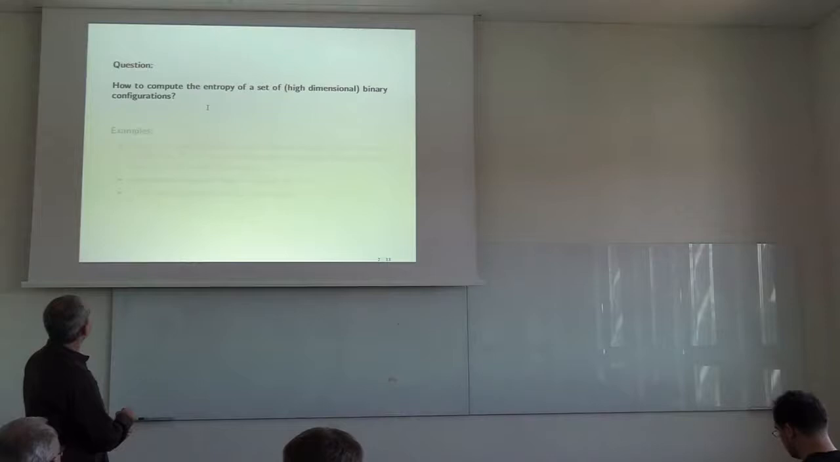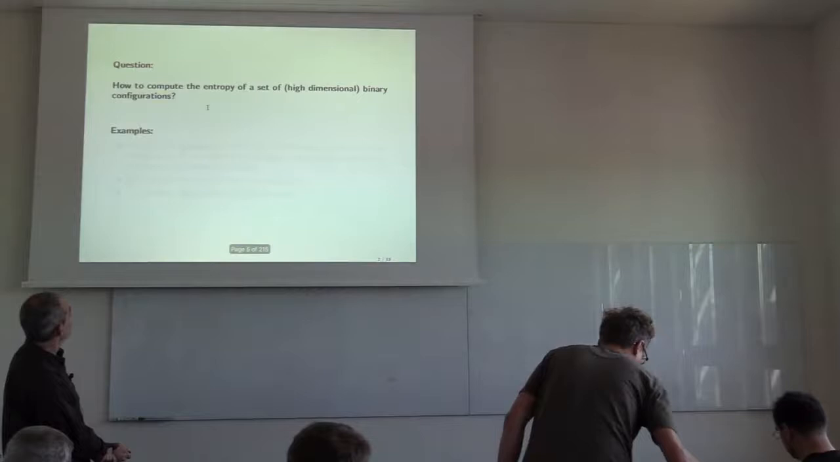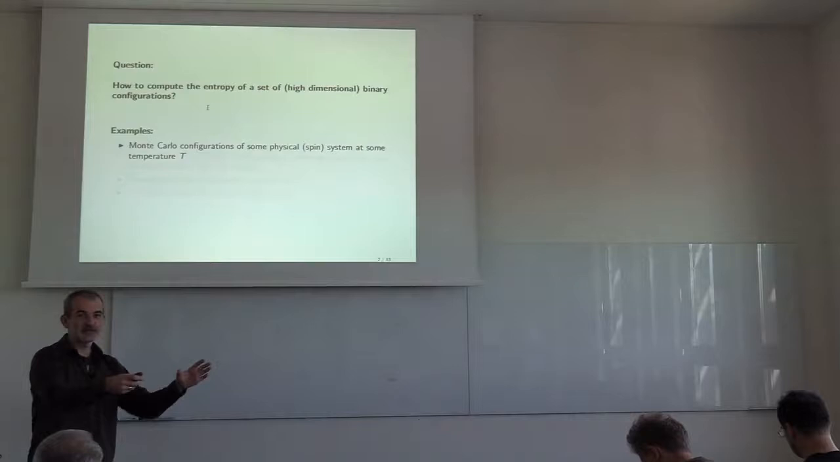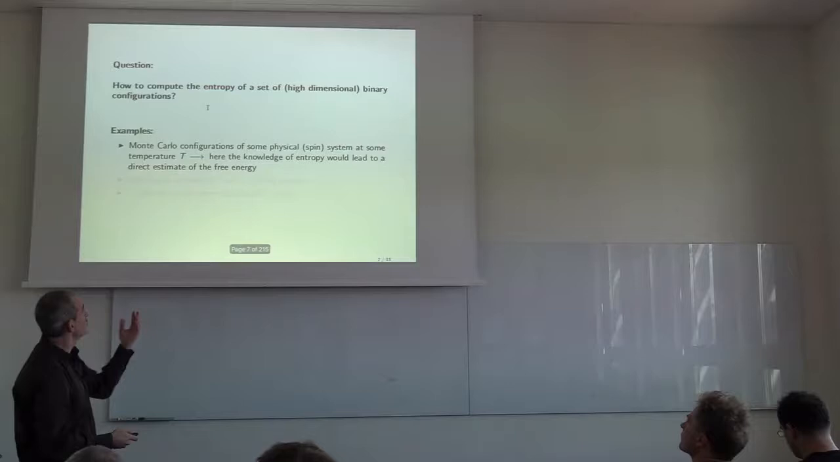So, here are the key examples which would be relevant. First of all, one could take Monte Carlo simulations of some physical spin system at a given temperature. And the question is, can we take just those configurations at a single temperature and compute entropy? And in this case, of course, we could also estimate the free energy of those configurations.